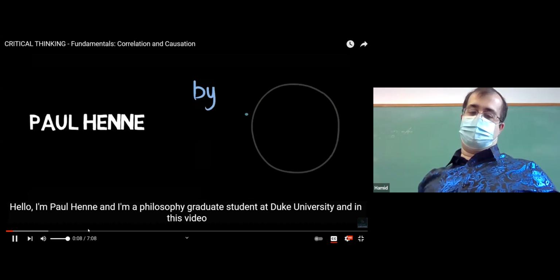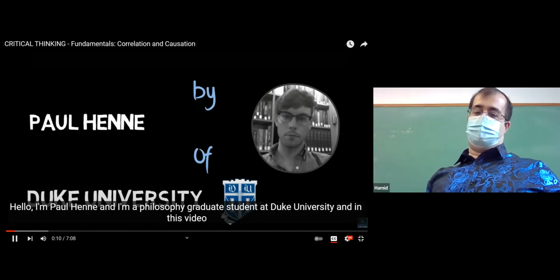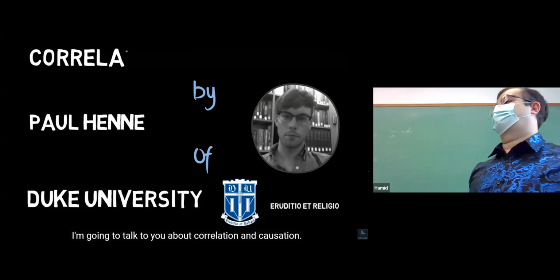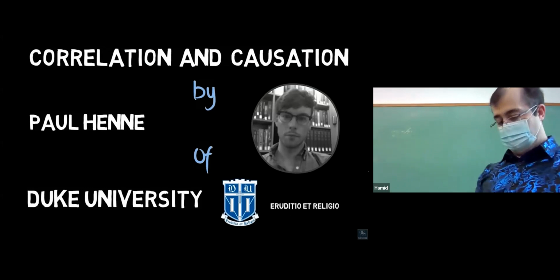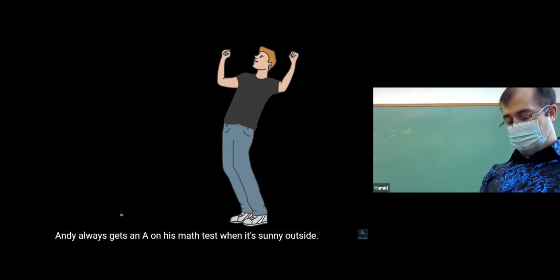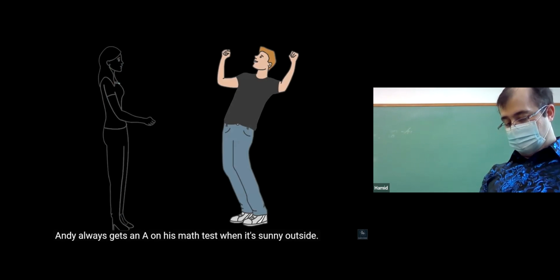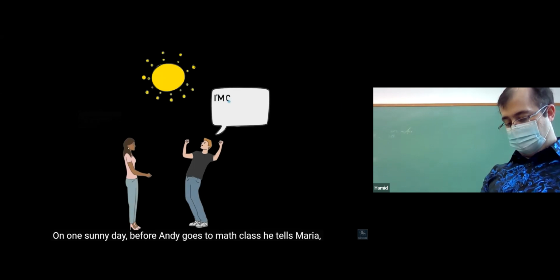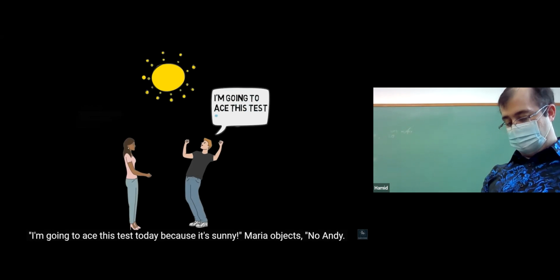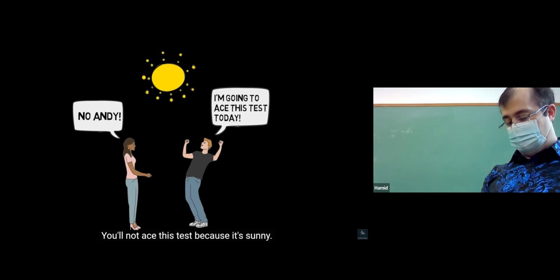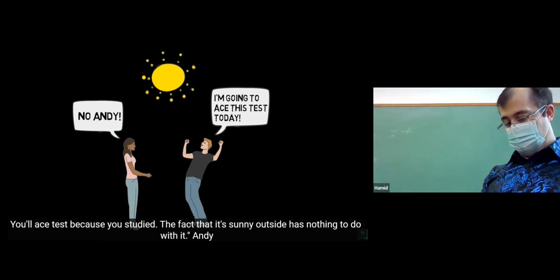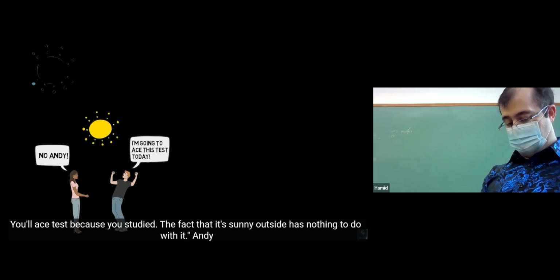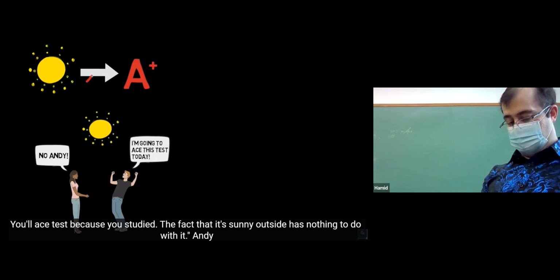Hello, I'm Paul Henney, and I'm a philosophy graduate student at Duke University. And in this video, I'm going to talk to you about correlation and causation. Maria and Andy are high school students in Arizona. Andy always gets an A on his math test when it's sunny outside. On one sunny day, before Andy goes to math class, he tells Maria, "I'm going to ace this test today because it's sunny." Maria objects. "No, Andy, you'll not ace this test because it's sunny. You'll ace this test because you studied. The fact that it's sunny outside has nothing to do with it."